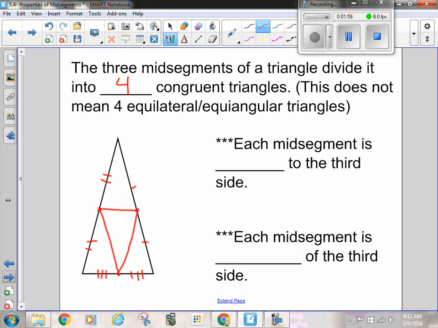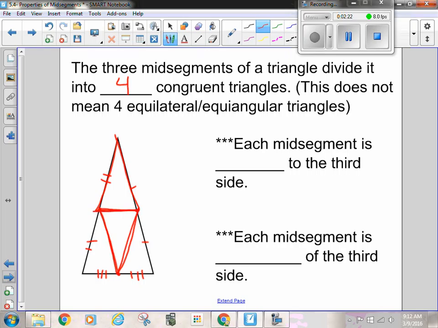These don't mean that these triangles are equilateral or equiangular, it just means that they're congruent. So that means all the sides are going to be the same length, and all the angles are going to be the same. So if I take this top triangle here and pick it up, or flip it down, it's going to match this triangle down here, or one of the two on the side.